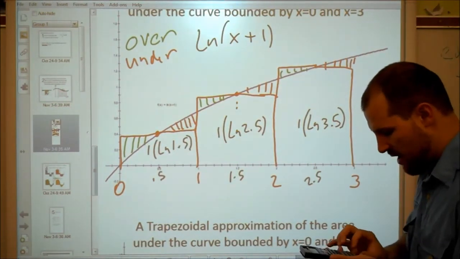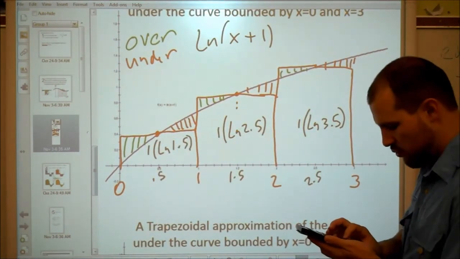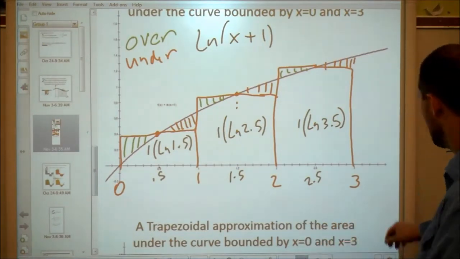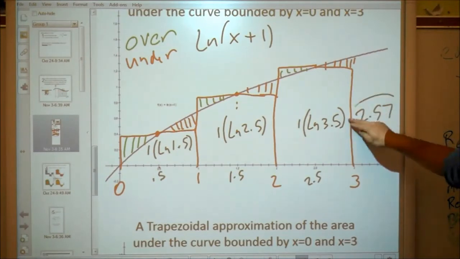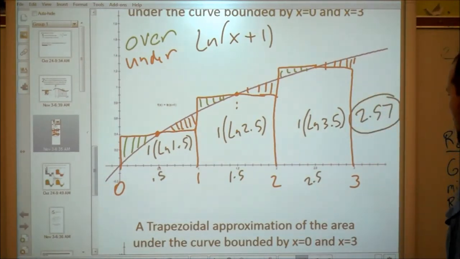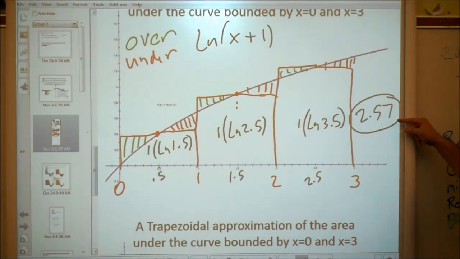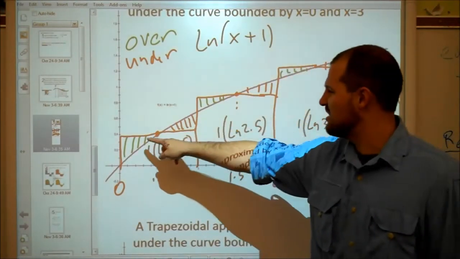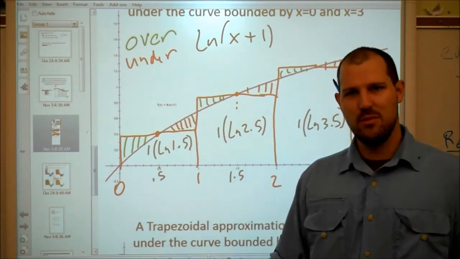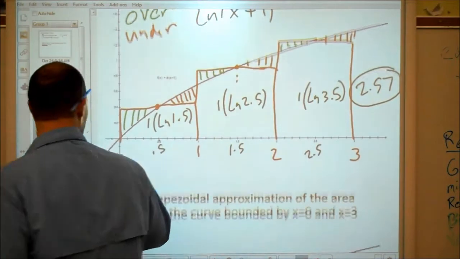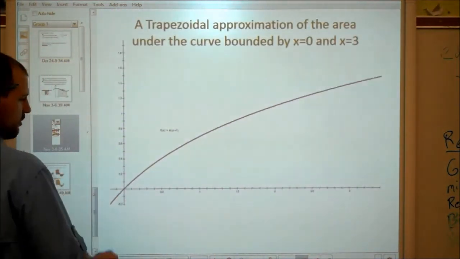Okay, natural log of 1.5 plus natural log of 2.5 plus natural log of 3.5, and I get 2.57 when I do that. So it was in between them. It was greater than the left-hand approximation, less than the right-hand approximation. It's somewhere in the middle. And look, that kind of makes sense, because if these are canceling out, that should be the most accurate method so far. There is one more we need to talk about, and that would be the trapezoid rule.